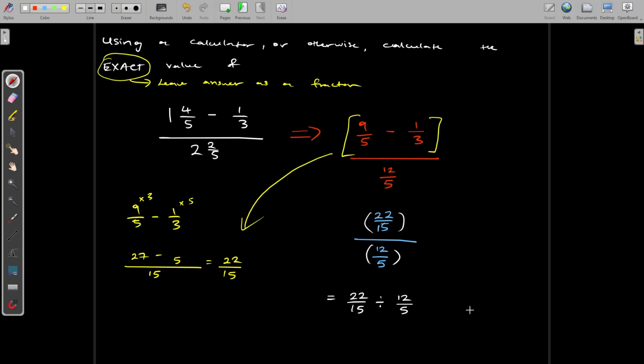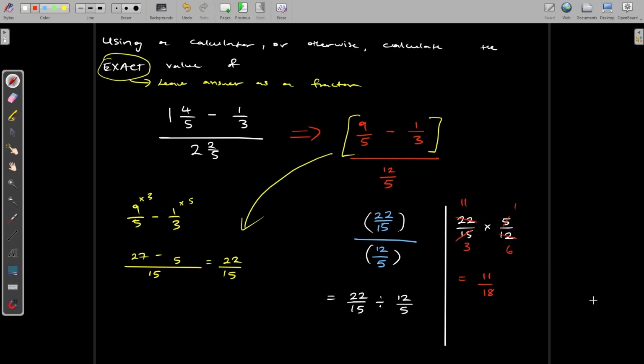Yes, sir. So now, once we have it laid out like this, we can do our keep change flip. So 22 over 15 times 5 over 12. There are things we can cancel. So 5 into itself, 5 into 15, 2 into 12, 2 into 22. So our final answer would be 11 over 18.